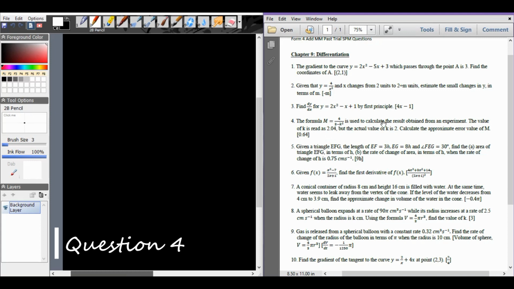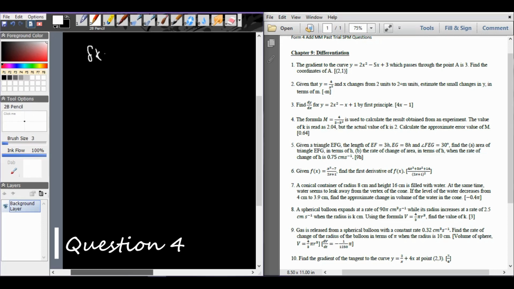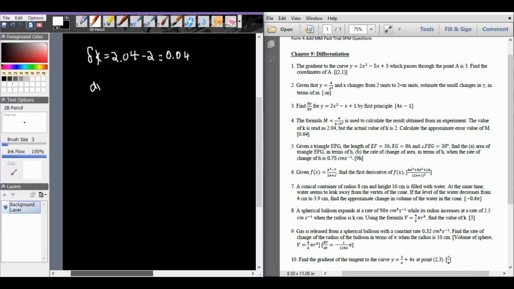Number 4. The formula is used to calculate the result of m from an experiment. The value of k is read as 2.04, but the actual value of k is 2. We are given delta k, the change in k, which is 2.04 minus 2, 0.04. Differentiating, delta m approximately equals dm/dk times delta k, and we are asked to find this delta m.